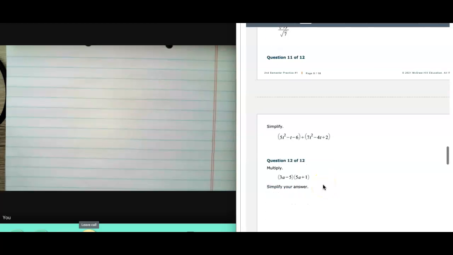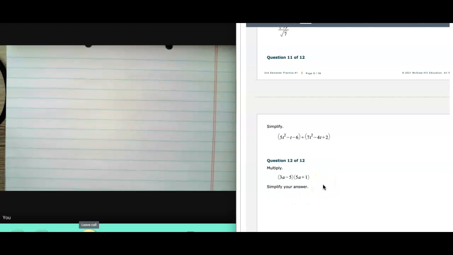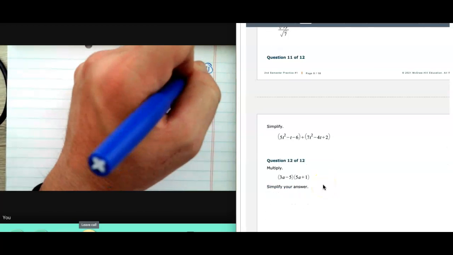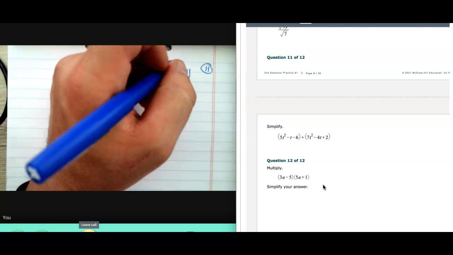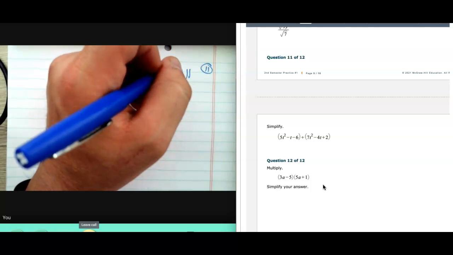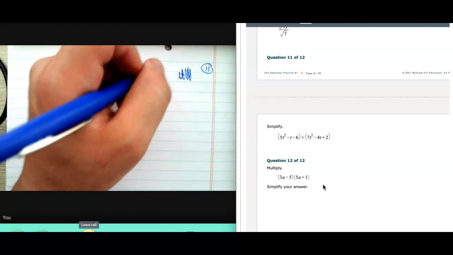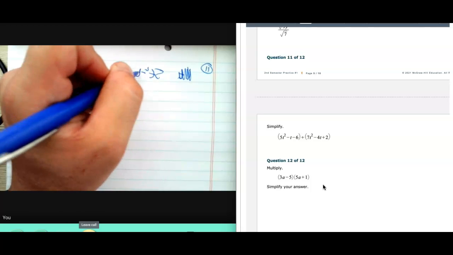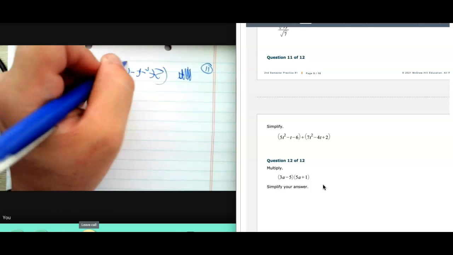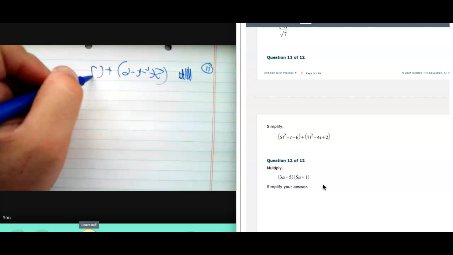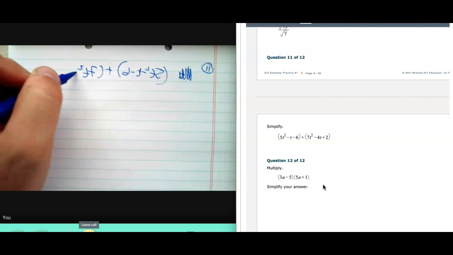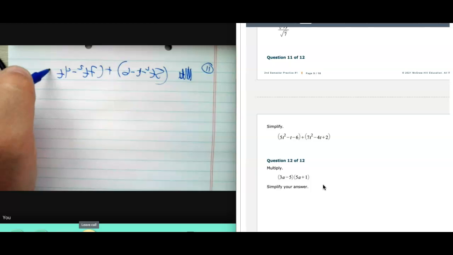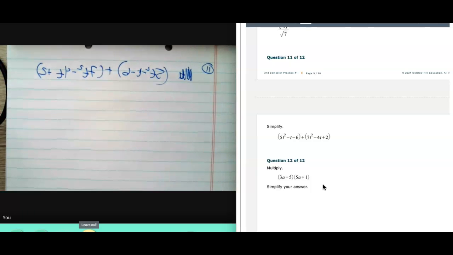Number 11. Number 11 is, simplify this. 11, I'll just wrap these up. Hopefully you can stay for this. Why did I write 11? It's number 11. It's 5t squared minus t minus 6 plus 7t squared minus 4t plus 2. And this is just combining like terms.